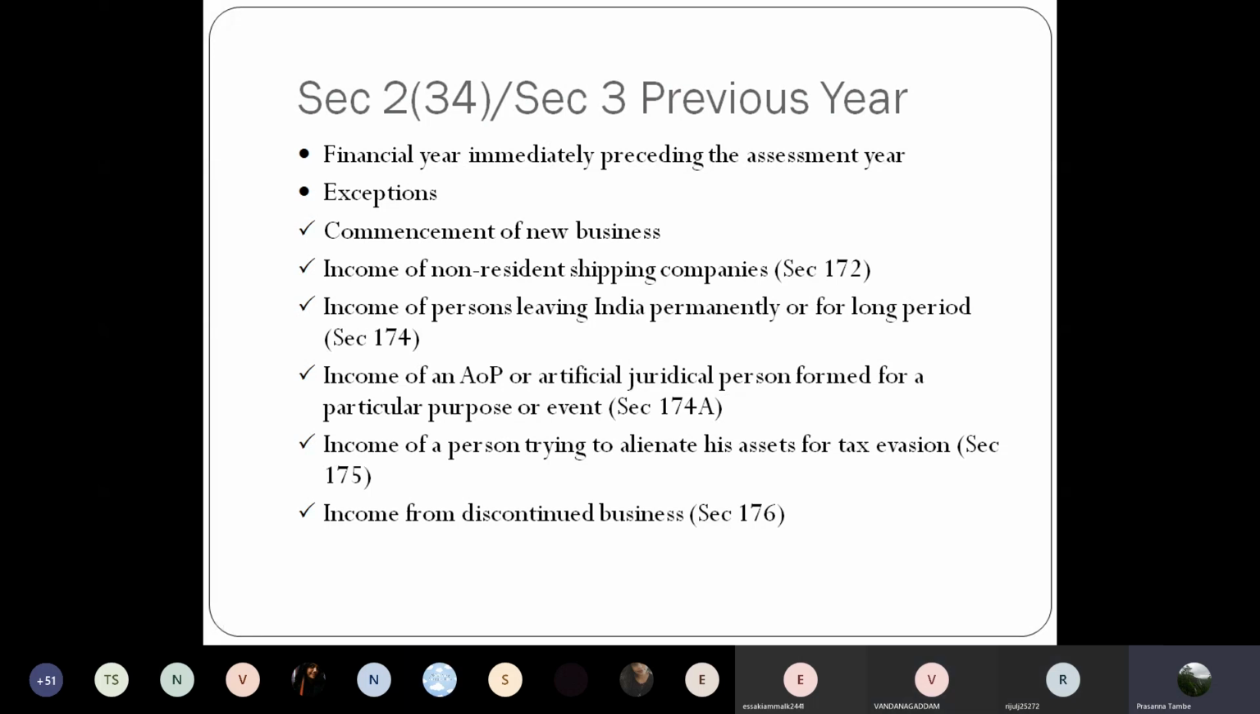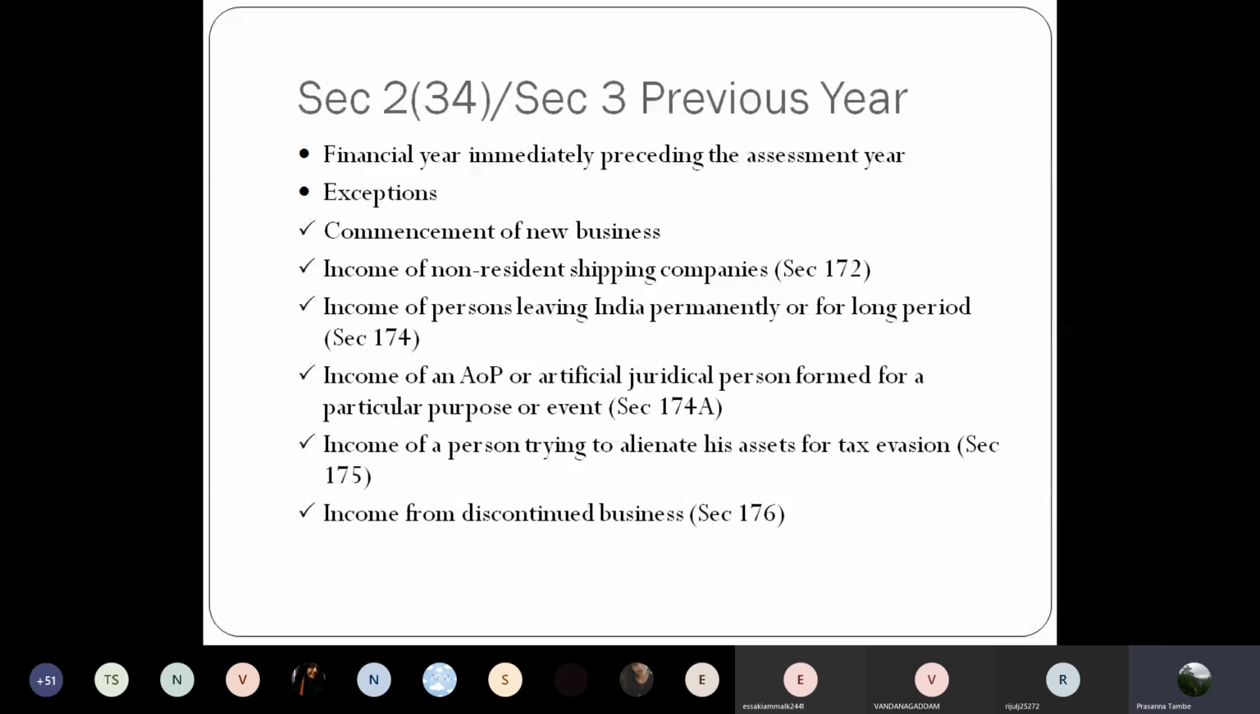So we were discussing a fraction of the previous year. Whenever there is a commencement of new business, the previous year will be part of the financial year. It will commence on the date when you start your new business activity, and it will conclude on 31st March next. Then the second exception is non-resident shipping companies.